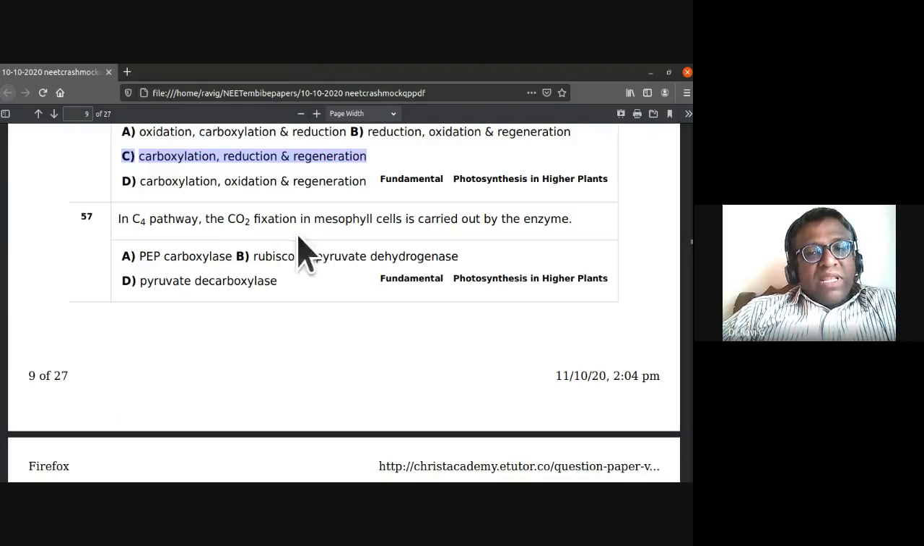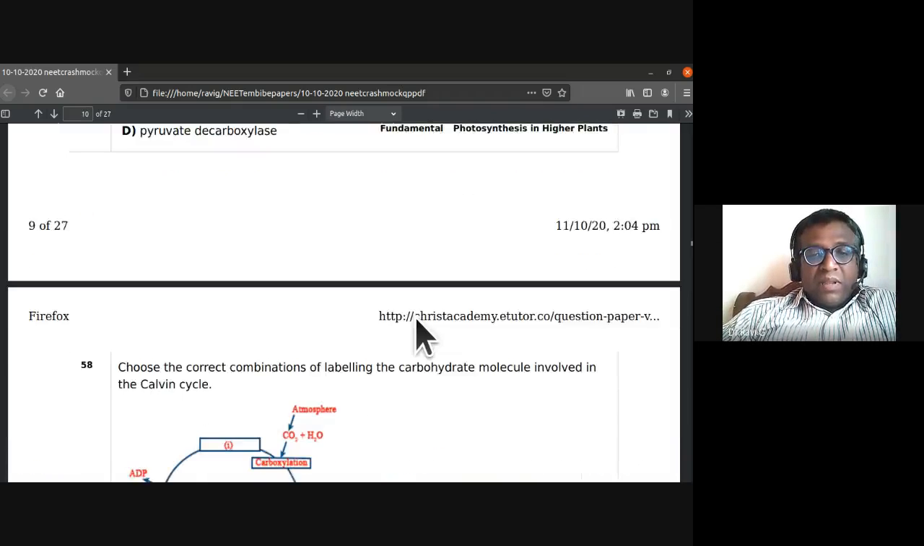In C4 pathway, the carbon dioxide fixation in mesophyll cells is carried out by the enzyme. Which enzyme carries out carbon dioxide fixation in mesophyll cells? So C, PEP carboxylase is the answer. In bundle sheath cells it is Rubisco, but in mesophyll cells it is PEP carboxylase because it is C4 pathway.